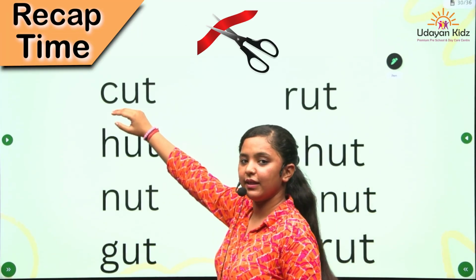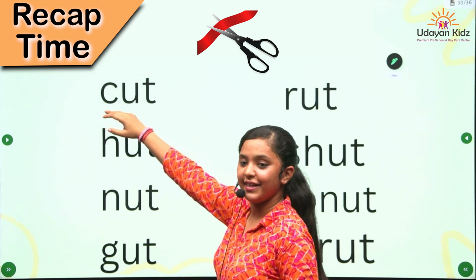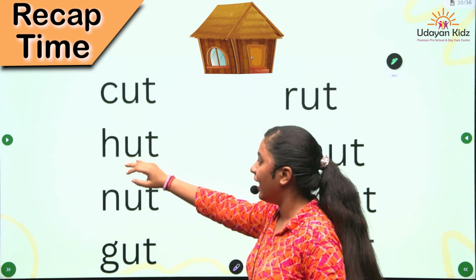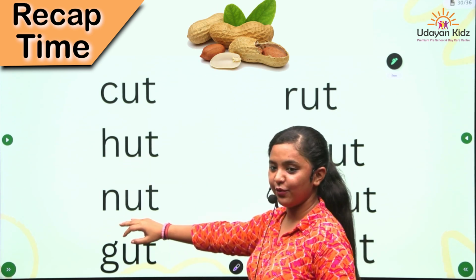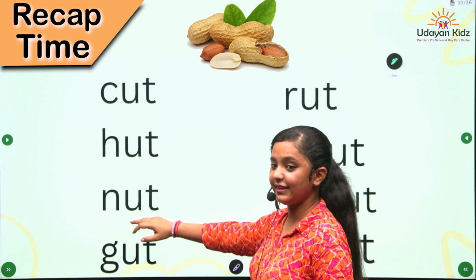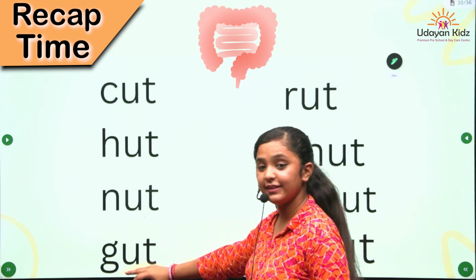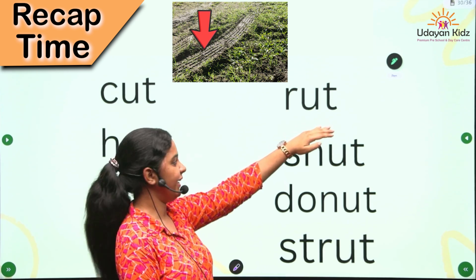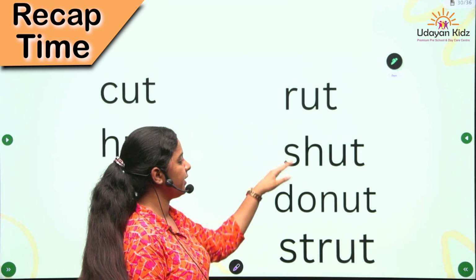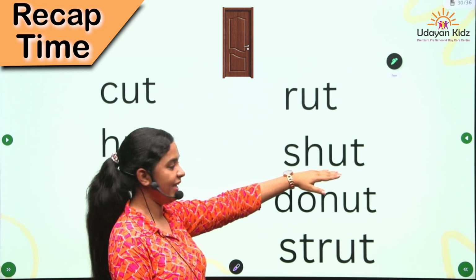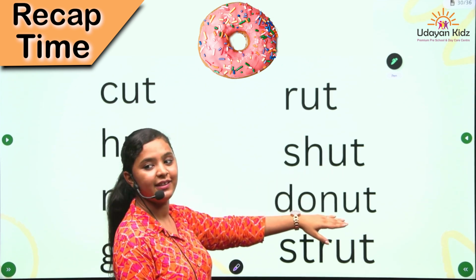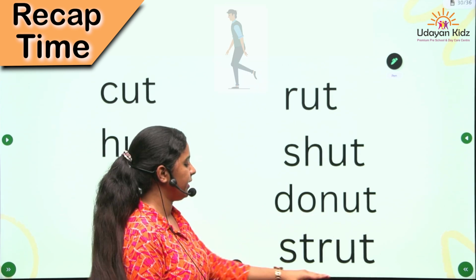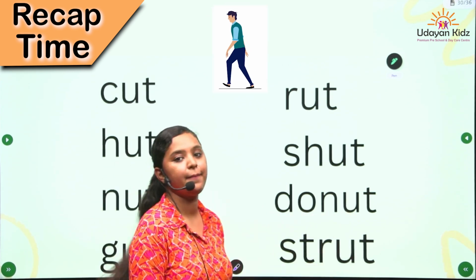Can you read this word? This is cut. Next one is hut. Another one, can you read this? Yes, this is nut. Next one is gut. Okay, this one. Yes, you are right. This is rut. Next. Yes, chut. This one is. Yes, this is donut. Last is tut.